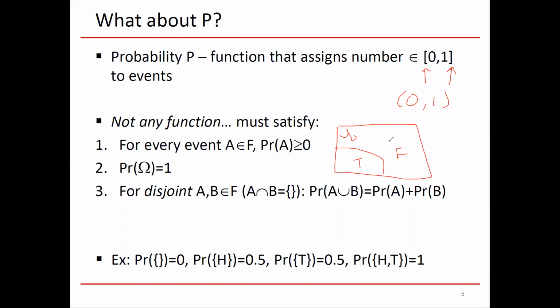And finally, if we have two disjoint events, A and B, and disjoint means that their intersection is the empty set, then the probability of the union is the sum of the probabilities. For example, let's modify the example. The probability of the empty set is going to be 0.